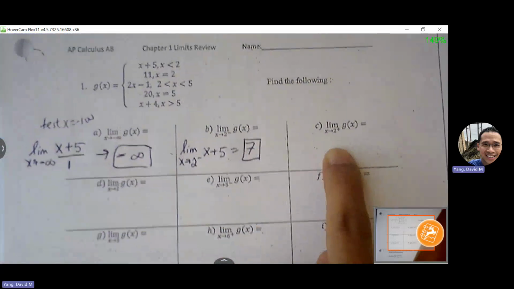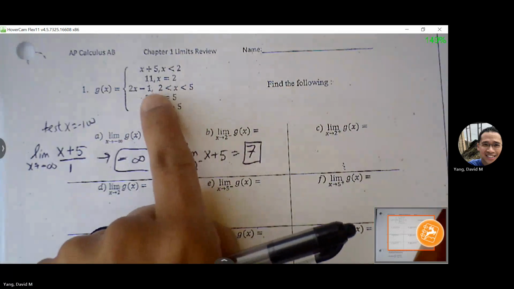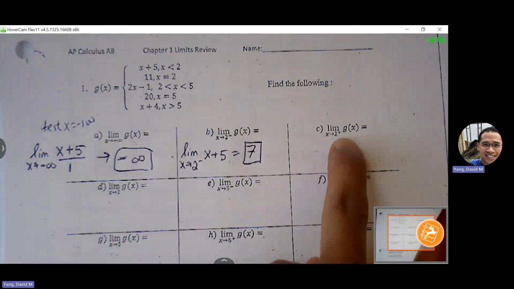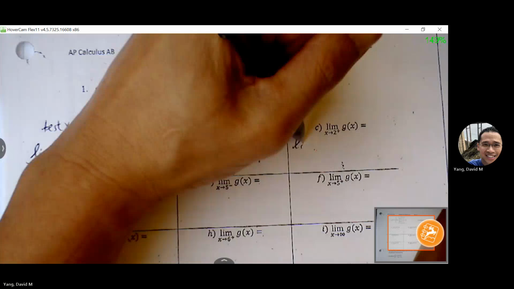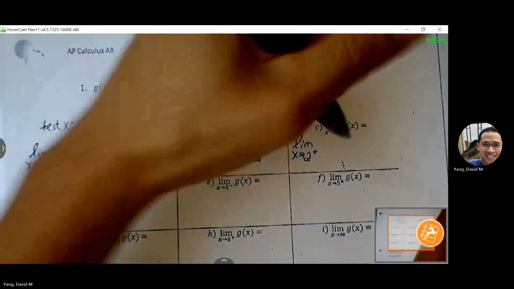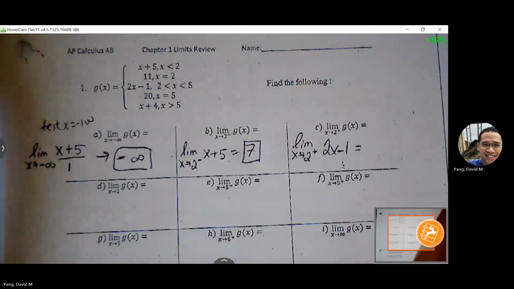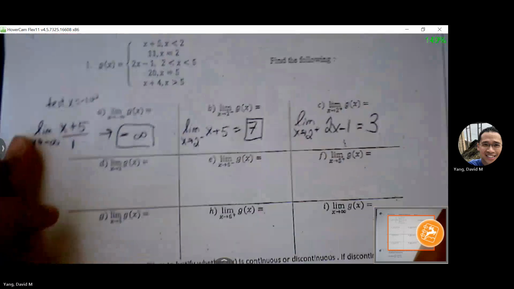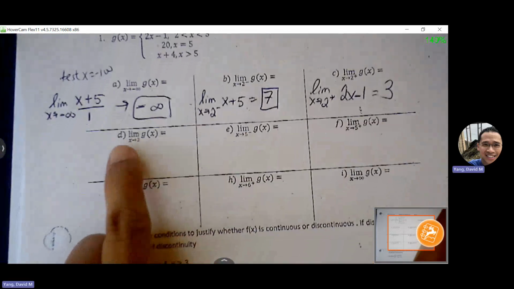Okay. Approaching 2 from the right. Right. It's slightly between 2 and 5. That's definitely to the right of 2, approaching 2. So 2x minus 1. What do we get? Great. Okay. Good so far? All right, careful with this one.